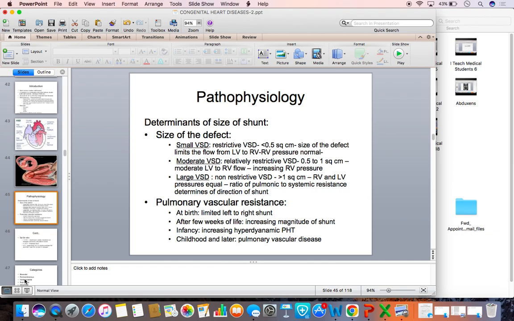In childhood and later part of life, what happens? There is the setting in of pulmonary vascular disease because of damage to the pulmonary vasculature, which is subjected to continuous pressure trauma, and that ultimately results in pulmonary vascular disease and the reversal of the shunt. This is the evolution of the pathophysiology depending upon the size of the defect and the pulmonary vascular resistance.